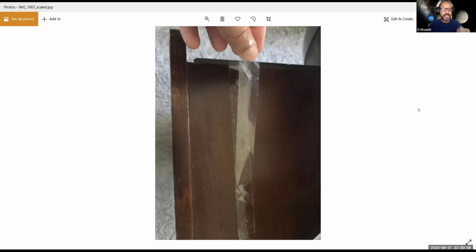Try to also get a string. I have this string here. Try to get any kind of string because at some point you're going to be hanging them with the string. Not too long. You can even use the one for sewing clothes and things like that. There is no specific type of string.